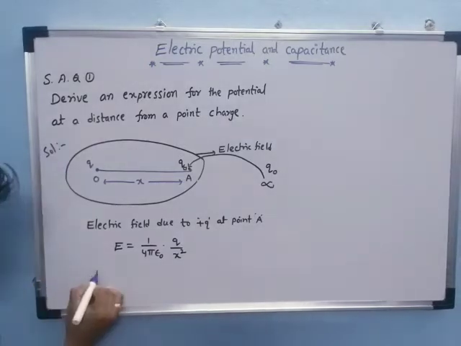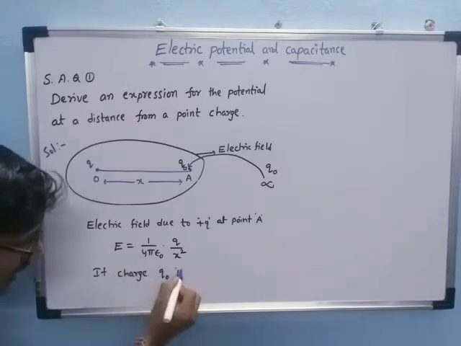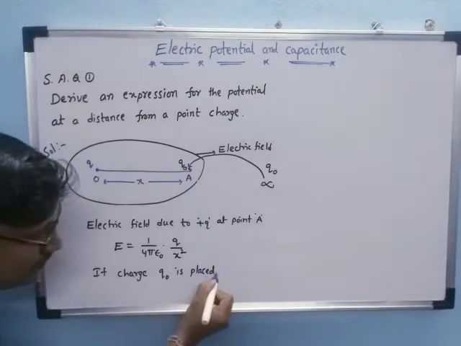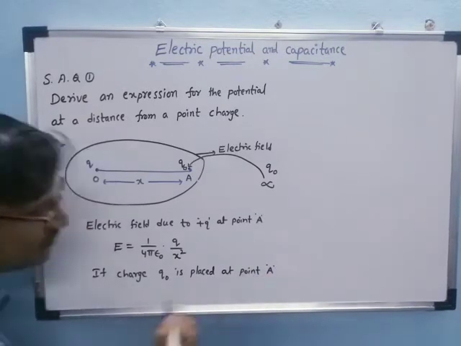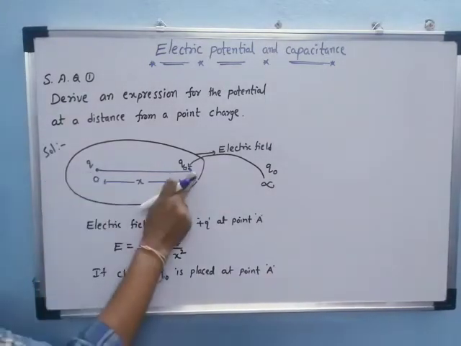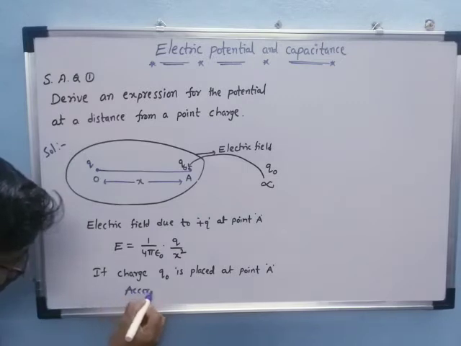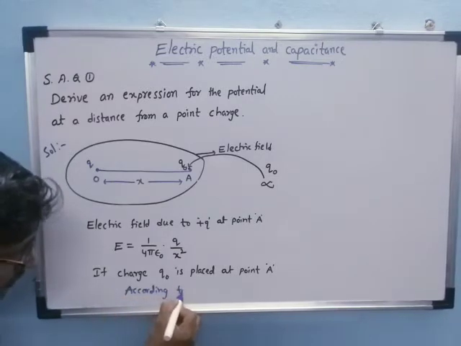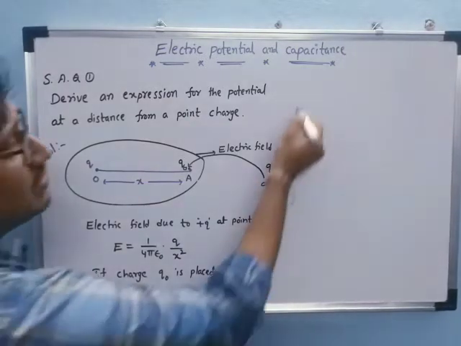If charge q naught is placed at point A, and charge q is here, the force of attraction or repulsion between them is given according to Coulomb's law. What is the formula of Coulomb's law?